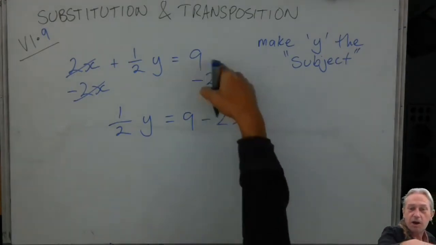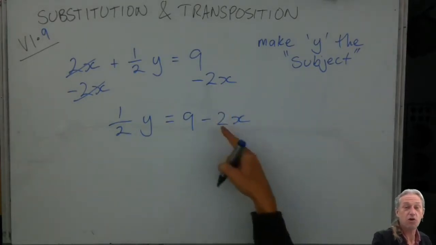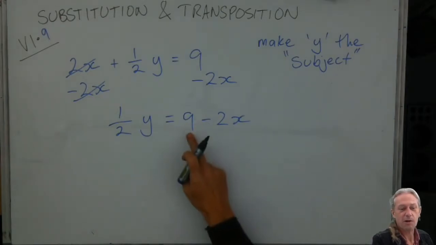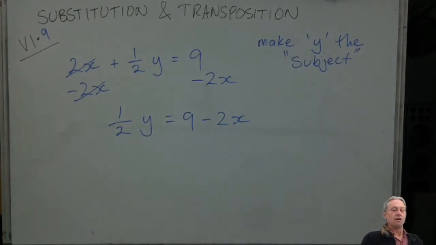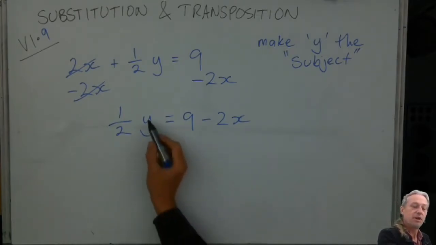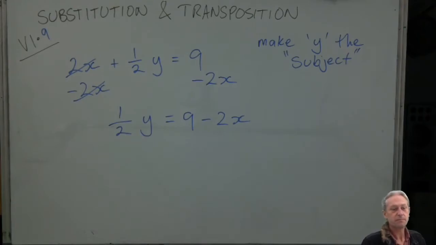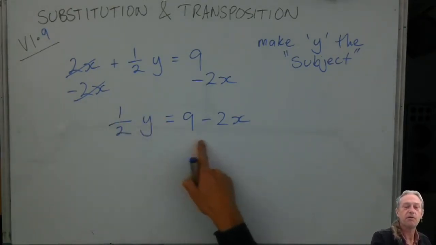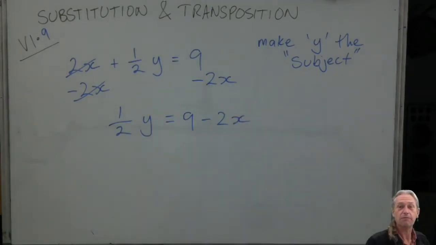We can't combine those because they're not like terms. This is a multiple of x's. This is a multiple of 1's. So we've got 9 1's, take away 2 x's. So the last thing to do, because we want y, not half of y, we need to multiply both sides by 2, because this is only half of what we want.